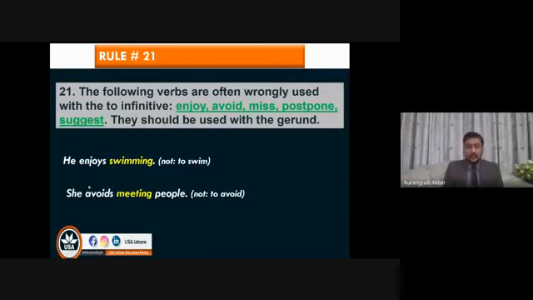Whenever we are going to use these verbs, enjoy, avoid, miss, postpone, they always take a gerund after them rather than an infinitive. What is a gerund? When we use the participle form, the ing form, as a noun, that is called a gerund. And when we use the base form with to or without to, it is called an infinitive. So we need to remember this rule.